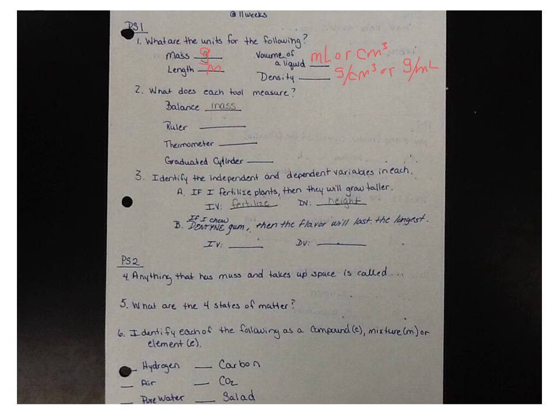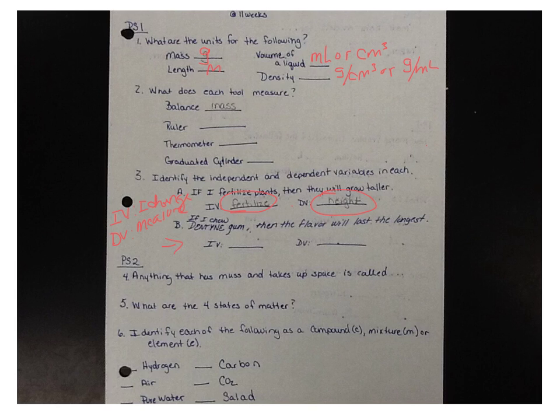Each tool, so the balance measures mass, a ruler measures length, thermometer is going to measure temperature, and the graduated cylinder is going to measure your volume. When you identify the independent and dependent variables, remember that the independent variable is what I change, and the dependent variable is what you're measuring. Okay, so I fertilize the plants, then they will grow taller. So I'm changing the amount of fertilizer, I'm measuring the height. So my DV is the height, my IV is the fertilizer.